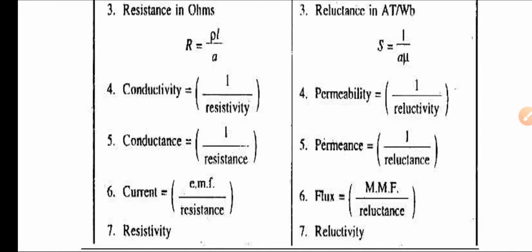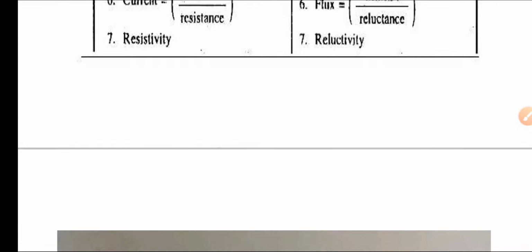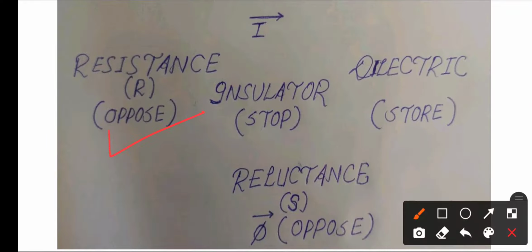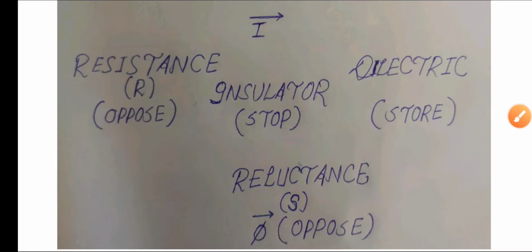I hope you understand the difference between resistance and reluctance. Here you can see that resistance opposes the flow of current, an insulator stops the flow of current, a dielectric stores the charge, and then the dielectric material gets polarized. And reluctance is related to the magnetic field, and it opposes the flux, like resistance opposes the current in the electric circuit; reluctance opposes the flux in the magnetic circuit.